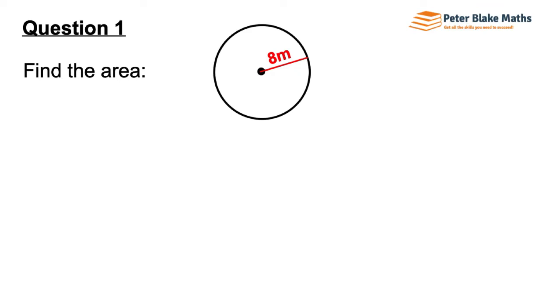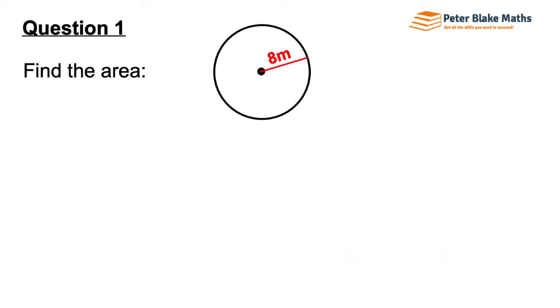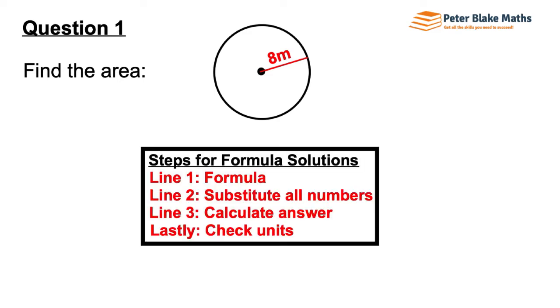Question 1. Find the area of this circle. This will involve a formula, so we'll look to put the formula on the first line. On the second line, substitute any numbers in from the question, and we have a radius of 8 meters here. We'll calculate our answer, and lastly we'll check our units to see if they're appropriate.